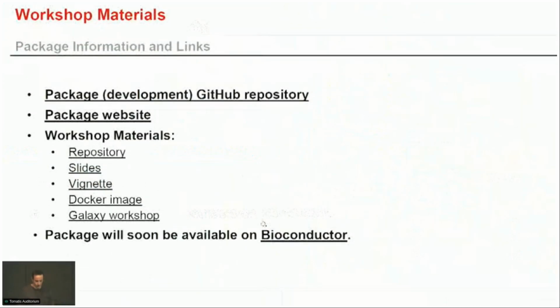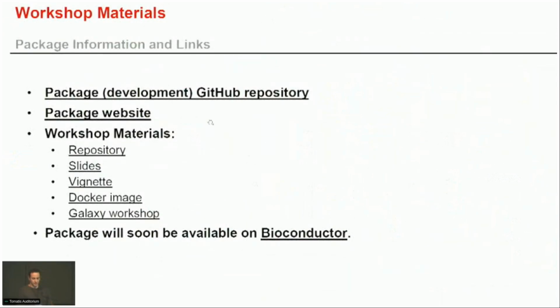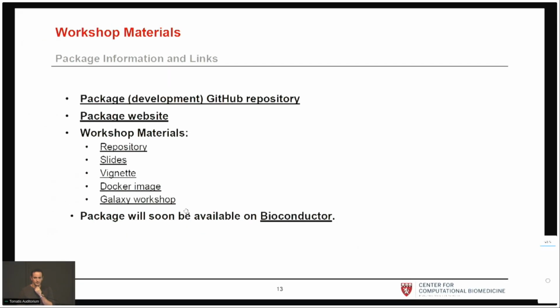Okay. Yeah, so there's a lot of material for this workshop. There's the BioC workshop repository with the link to all the materials, including the slides, the vignette, the Docker image, and a link to the Galaxy workshop, which I'll switch to right now. This package is going through a lot of reviews and iterations. It'll probably be submitted finally for publication into Bioconductor within the next week or two. So it should be available soon. But you can get the development version from the CCBHMS GitHub. Any questions before I switch to the Galaxy workshop?